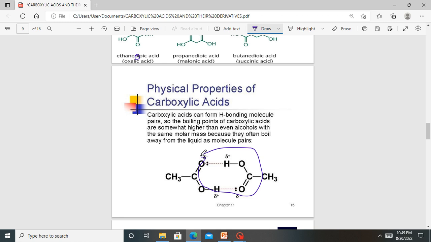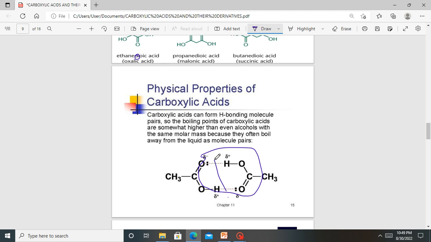Now, because they can form a dimer and assume a doubled molecular weight, carboxylic acids tend to have a much higher boiling point than ethanol. Once again, because they form a two hydrogen bond system, the energy required to break that bonded system is very high as compared to that of the alcohol. So here it has two hydrogen bonds even before the water molecule.